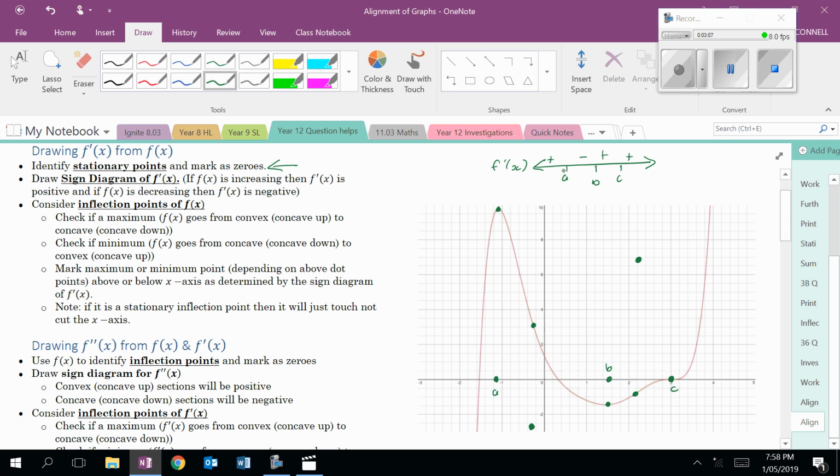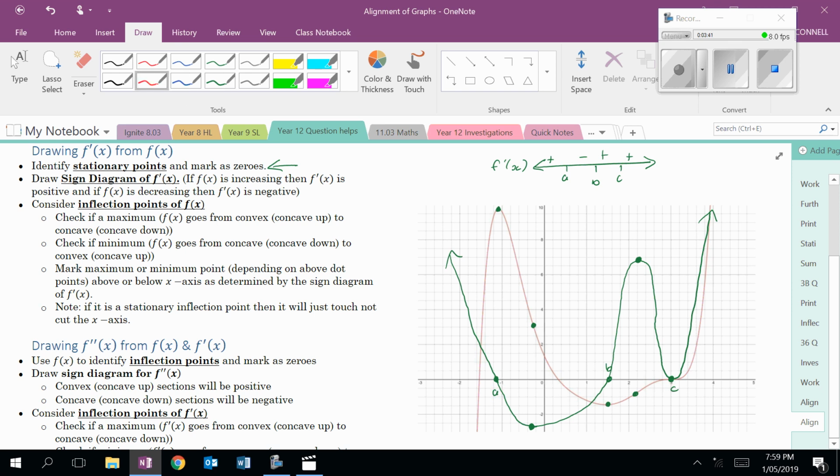So to the left of A, we said it's positive, so it's going to start up here, it's going to come down, it's going to go through A because it's a 0 there. Then it's going to reach a minimum point, it's then going to go around, it's going to come up through B, as it's another 0 there. It's going to reach a maximum here, it's going to come back down, it's going to touch the x-axis at C, it's not going to cut it, and then it's going to come back up and increase from then on. And that is everything we need to do for our derivative.